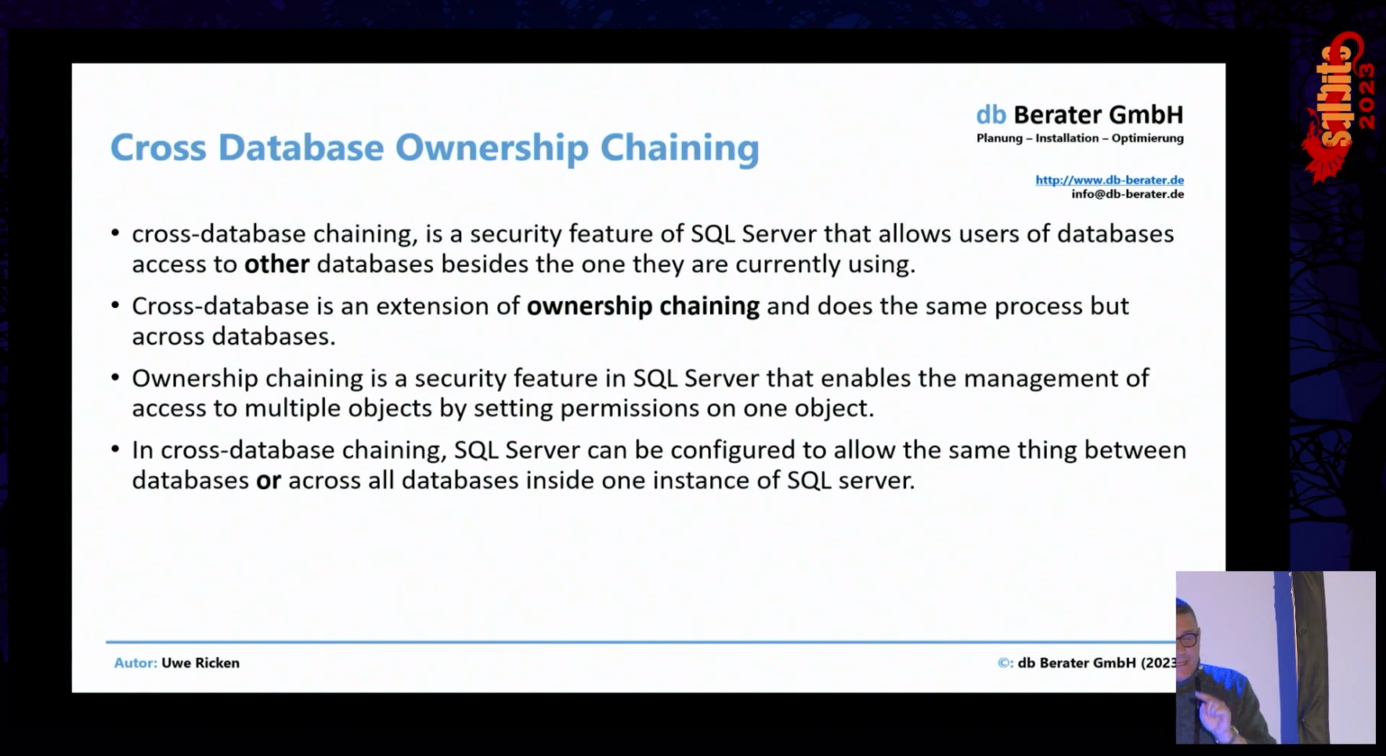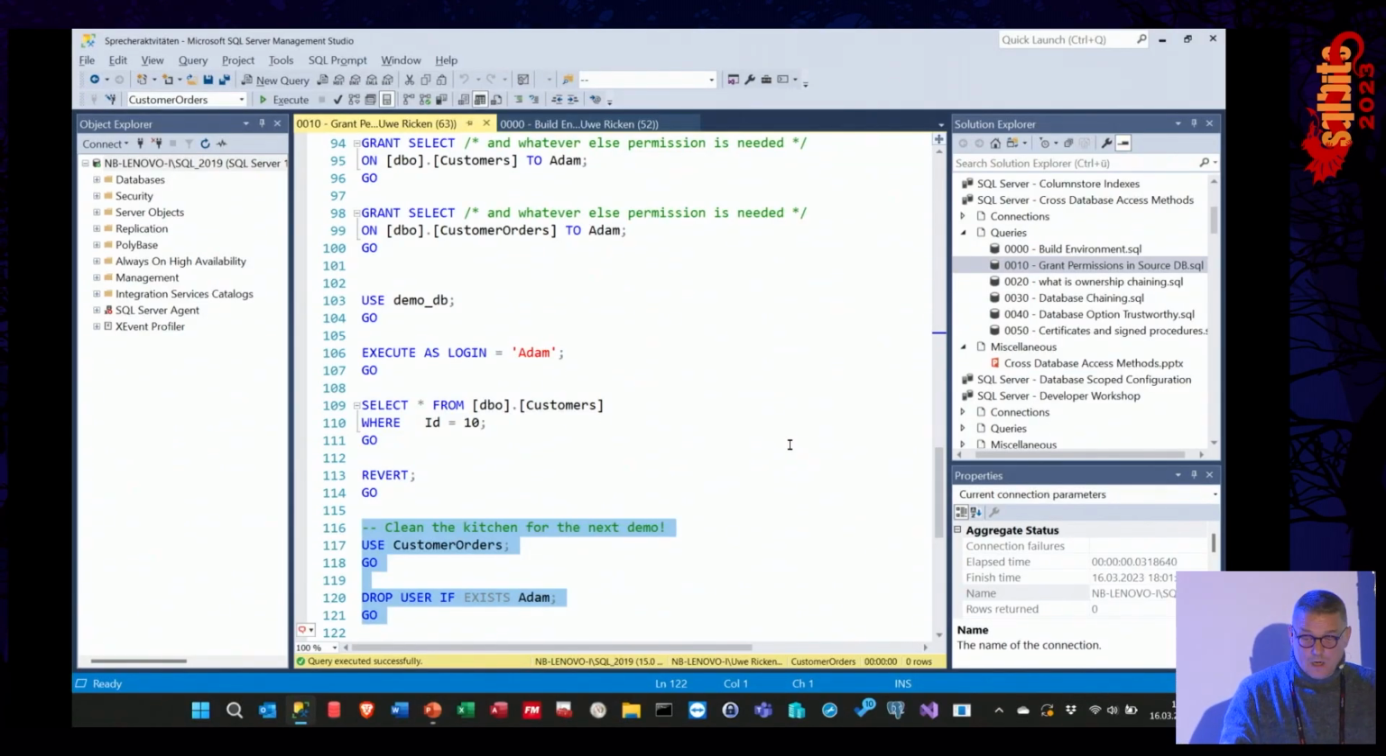So the keyword is chaining, so that we build a chain from different objects, and cross-database chaining is a security feature that allows users of databases access to other databases, no question, besides the one they are currently using. Cross-database chaining is an extension of ownership chaining and does the same process, but over databases. Before I go into the problematic with databases, let me first show, for the people who do not know what it means, a short demo of how it works.